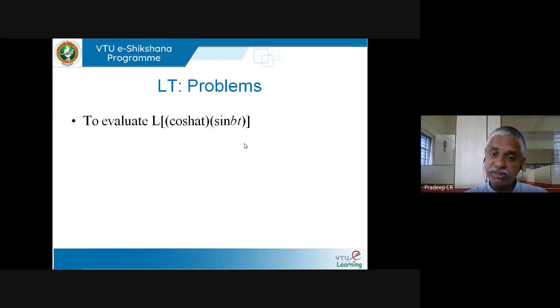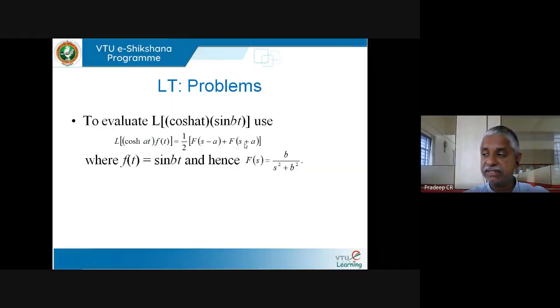Now using this we want to evaluate cosh at into sin bt. This is the product of a hyperbolic cos and a normal, usual sine. Product of hyperbolic cos and usual sine is what we have here. So use that formula now, whatever we just now did. In fact, the problem itself says hence evaluate. We use whatever we have proved just now to evaluate this particular Laplace.